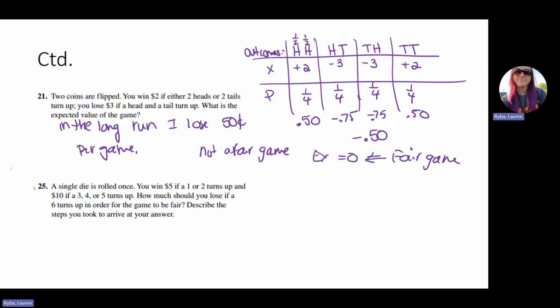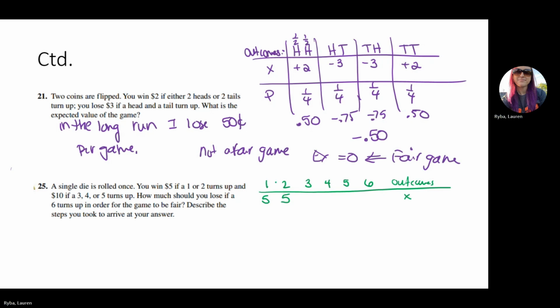Okay, so we are going to use that concept then to help us with this last problem. A single die is rolled one time. You'll win $5 if a 1 or 2 turns up, $10 if a 3, 4, or 5 turns up. How much should you lose if a 6 turns up in order for the game to be fair? So we can roll a 1, a 2, a 3, a 4, a 5, or a 6. These are the outcomes. They are not the amount of money I am making. They are not the X. I gain $5 for a 1, $5 for a 2.